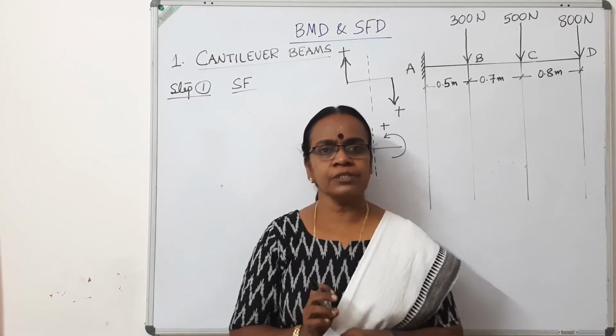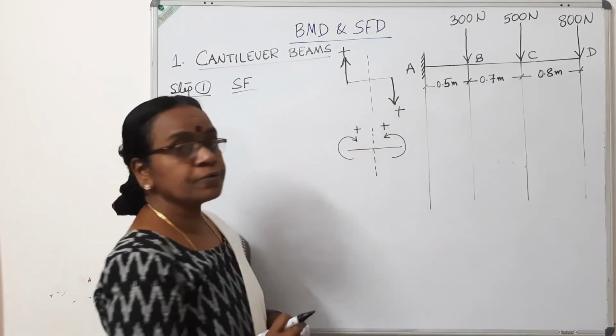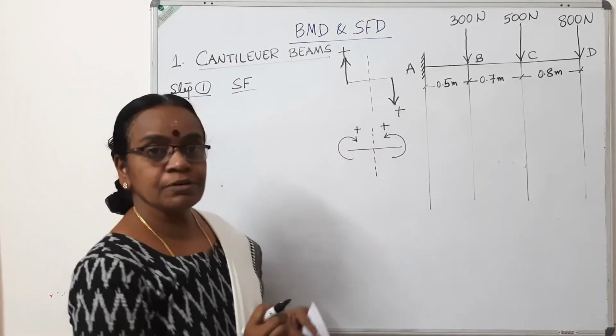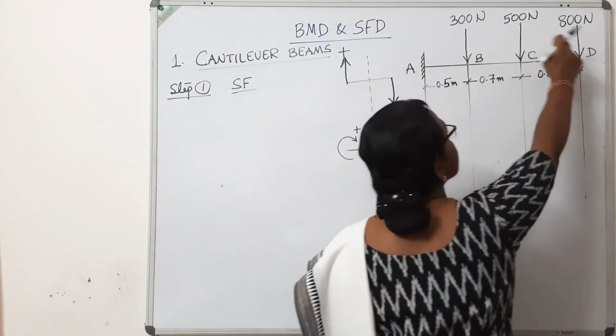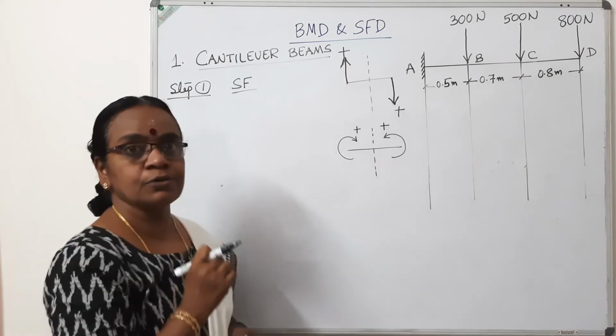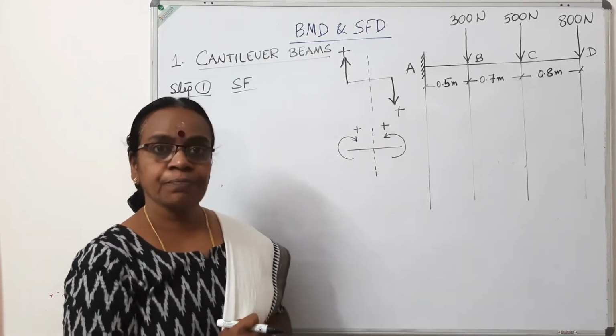The first one I am going to deal with is the cantilever beam. So the figure shows a cantilever beam. A cantilever means one end fixed and the other end is free. So this end A is fixed and the other end is free, and it is subjected to point loads or concentrated loads 800, 500, 300 Newton respectively, and the results are also shown.